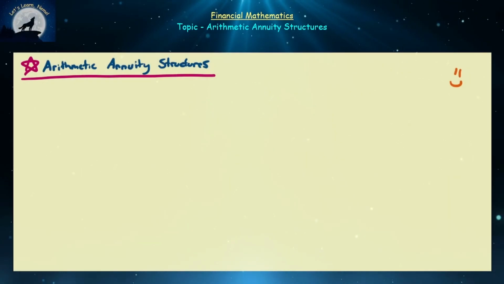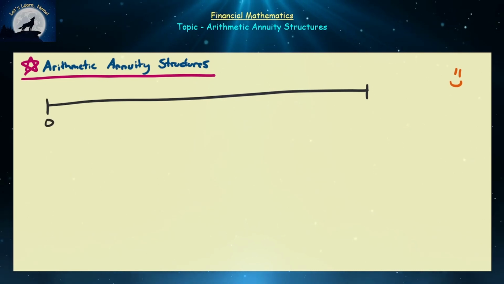Today we're going to be continuing our exploration of different types of annuity structures, in particular arithmetic increasing and arithmetic decreasing annuity structures. So before we get into this new type of structure, let us first review some of the basics that we've already discussed.